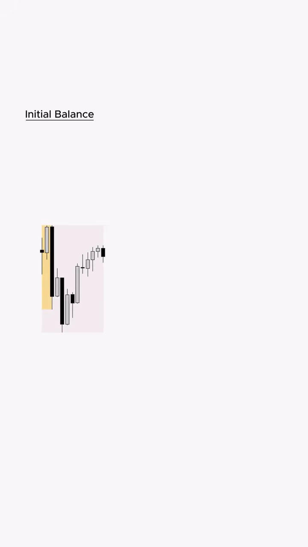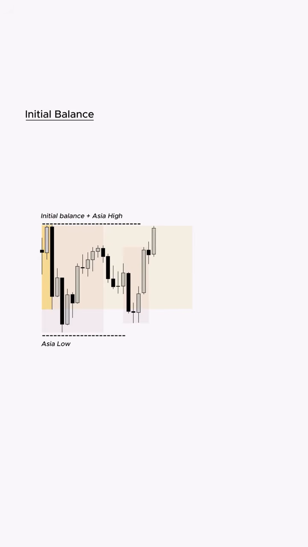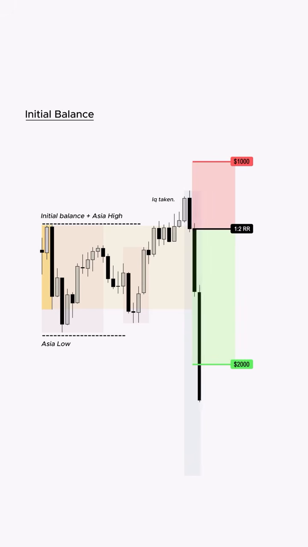Now, the second way you can utilize entries using the initial balance, which is the way that I trade, is aligning this confluence with liquidity. Notice in this first example, liquidity was taken above the Asia range by New York, and this retrace candle was my entry. Target a 2-to-1 or structural lows and you have a high probability setup.